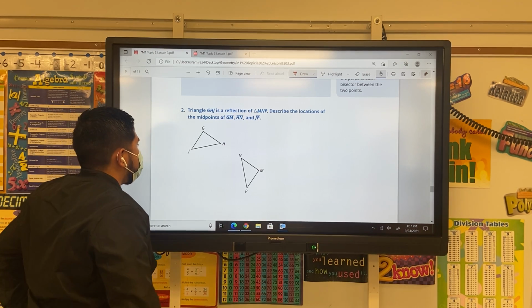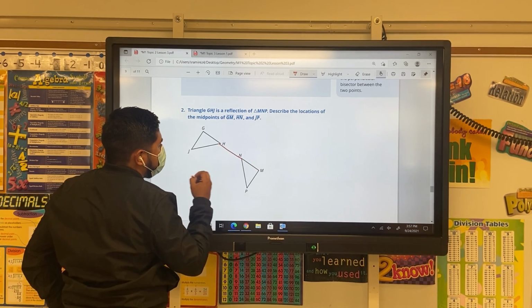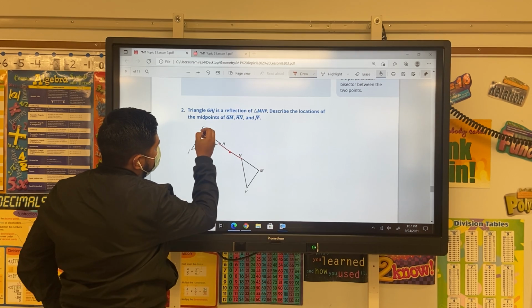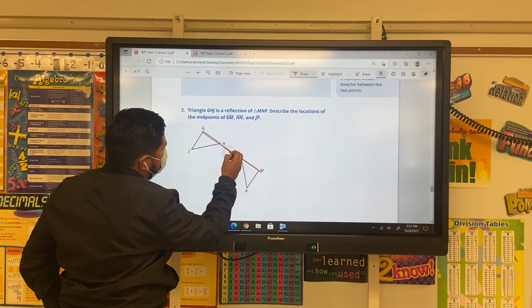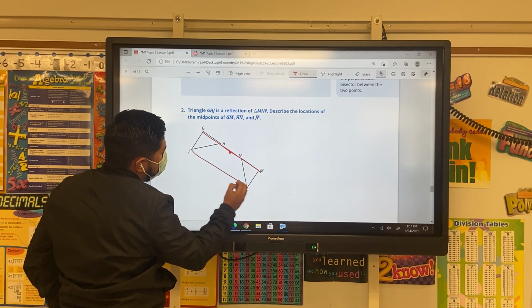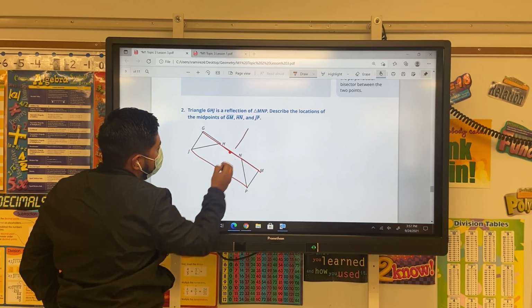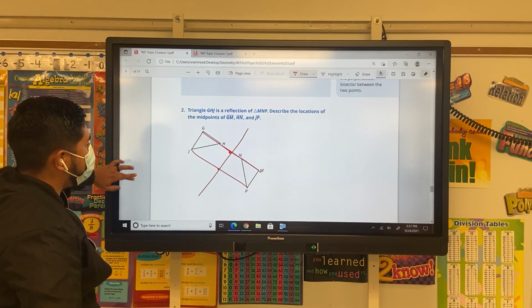Of course, this is just another one. H to N is a reflection, midpoint. G to M is a reflection, same midpoint. J to P is a reflection, boom. My reflection line is something like that.